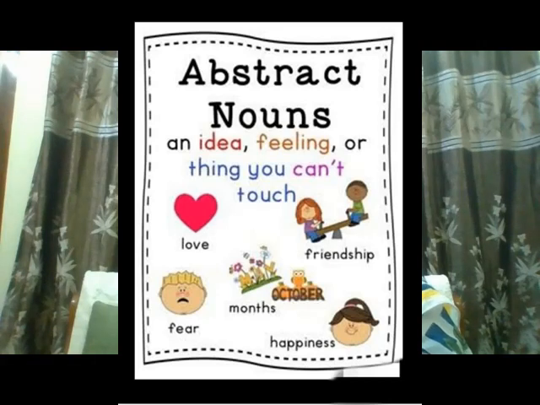A few examples I am going to give you, like love, friendship, fear, happiness, anger, darkness, intelligence, strength, cold, life, death, childhood, youth, and like this there are several words which fall in the category of an abstract noun.